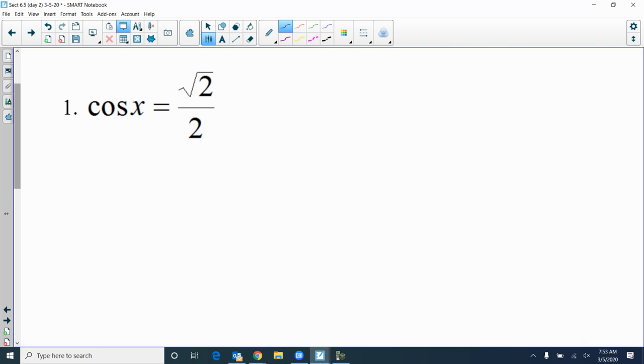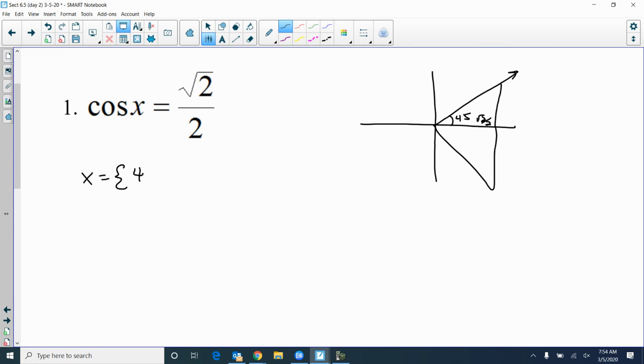All right, in degrees, for what values of the angle does cosine x equal square root of 2 over 2? So it's got to be a 45-degree reference angle. And since it's positive, it's got to be in quadrant 1 and quadrant 4. So it's going to be 45 and 315. But we said we got to list them all.